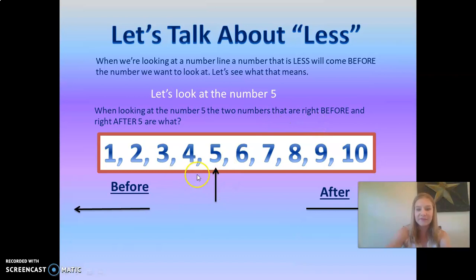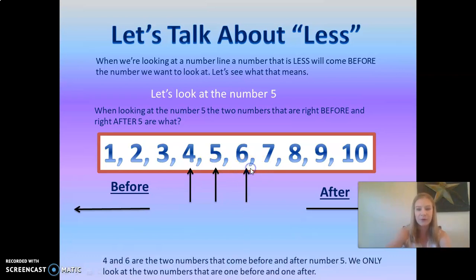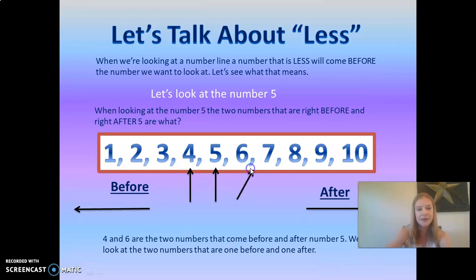So the number that's to the left of the number 5 is 4. And the number that's to the right of the number 5, or after, is 6. So again, we're looking at the numbers 4 and 6. So we want to know which number is one less than 5. The number that's going to be one less than 5 needs to come before, or to the left of, the number 5. And if I'm looking at my number line, I can tell it's not 6 because 6 is to the right and it's after, so it's bigger. But the number 4 is on this side, it's before 5. So that means 4 is one less than 5.